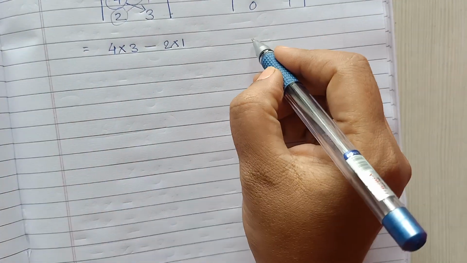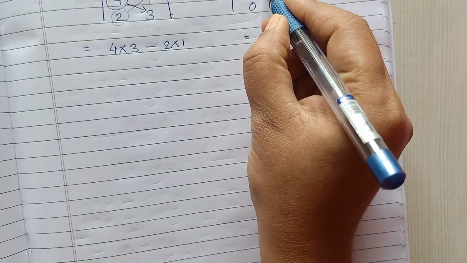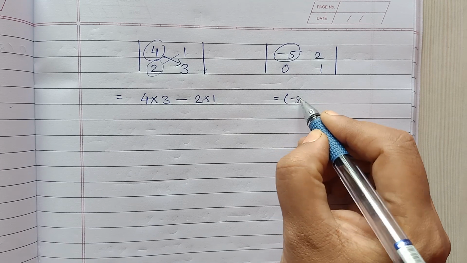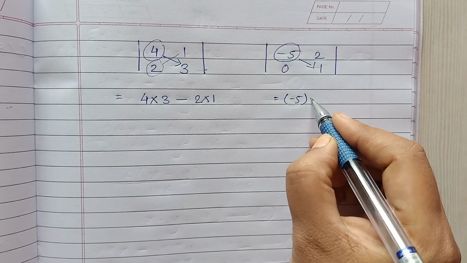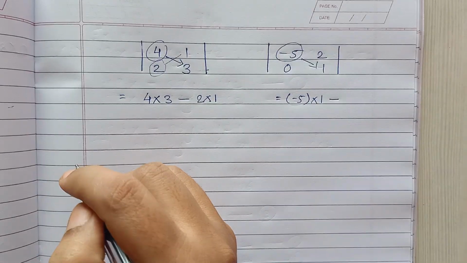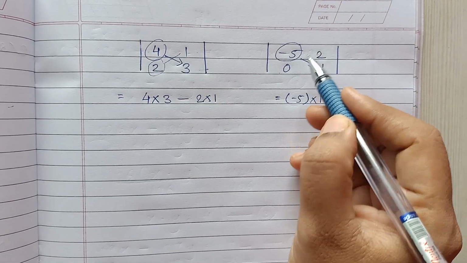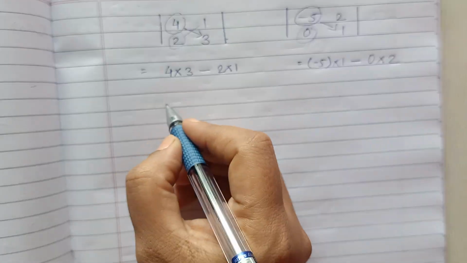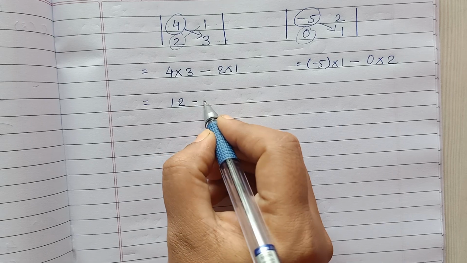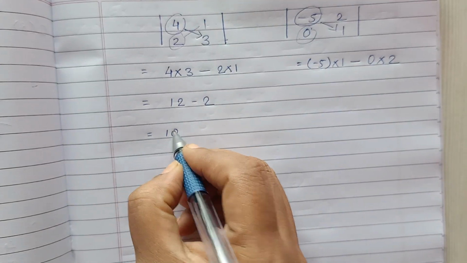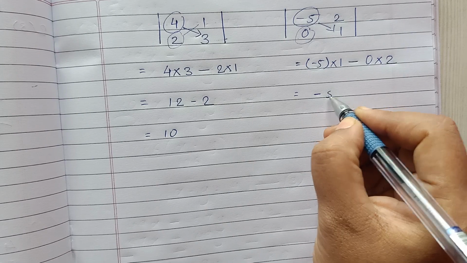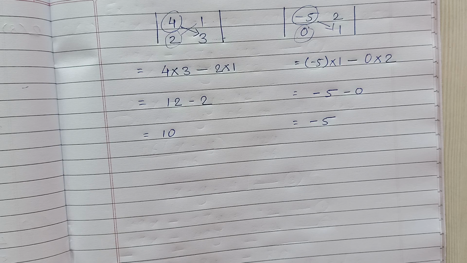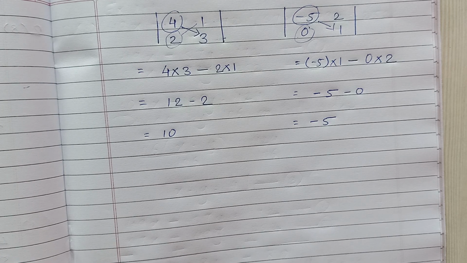Again children, how to solve this determinant? We have to start with the first value from here. First value minus 5. Minus 5 will multiply with 1. Then put a minus sign. Then 0 multiplies with 2. So the final answer here will be 12 minus 2, that is 10. And here the final answer will be minus 5 minus 0, the answer is minus 5. So this is how we calculate the value of determinants.